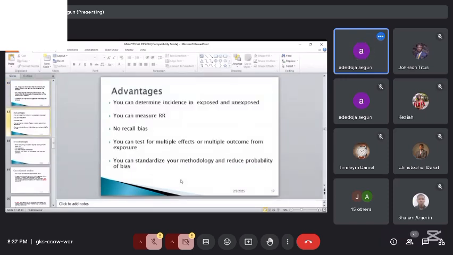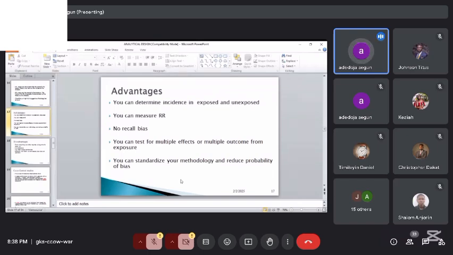The advantages of a cohort study: you can determine incidence in exposed and unexposed, because the researcher is trying to observe the two groups he has. He has one group that is exposed and another group that is not exposed, and he's trying to see the level of incidence rate in both at the same time.